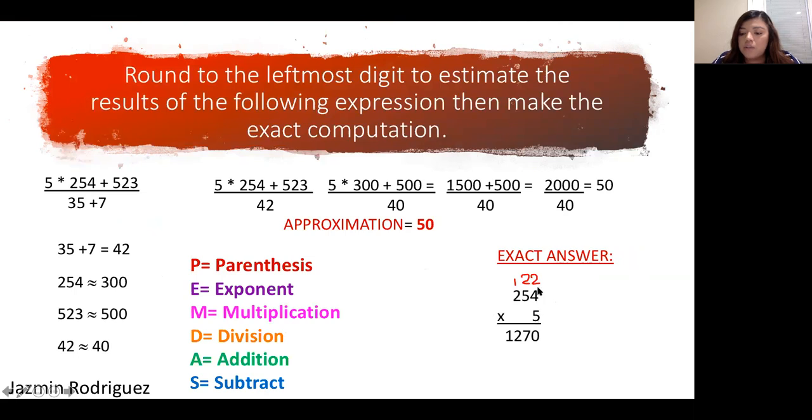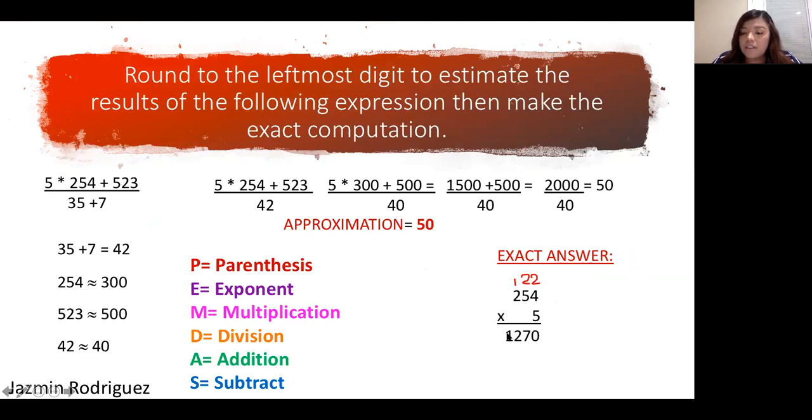We do 5 times 4 is 20. So we go ahead and bring our 2. 5 times 5 is 25, 26, 27. And then we do 5 times 2 is 10, plus 1. So we get our total answer, which is 1,270.